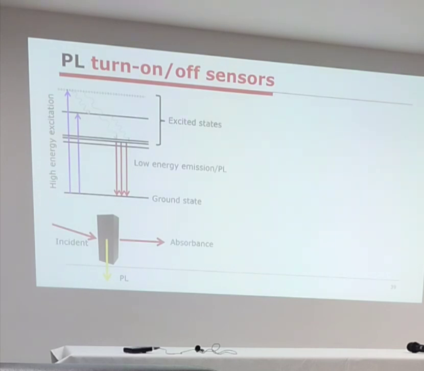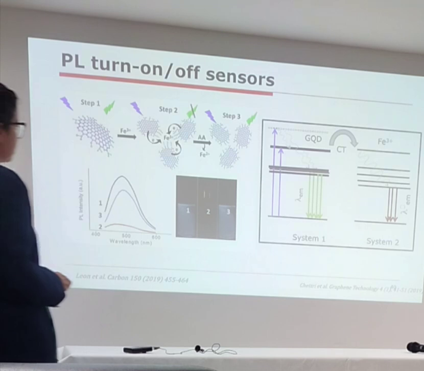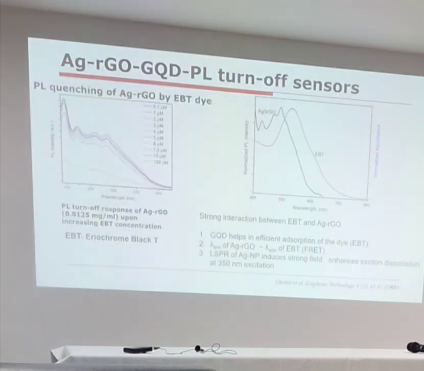Okay, PL turn-off sensor, I'll skip for now. I'll directly go to the magnetic properties of this particular system. So let's take away this.